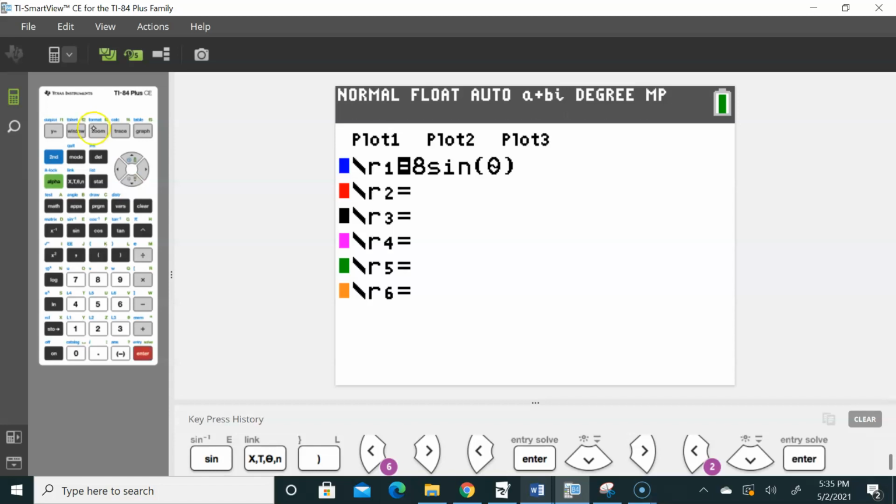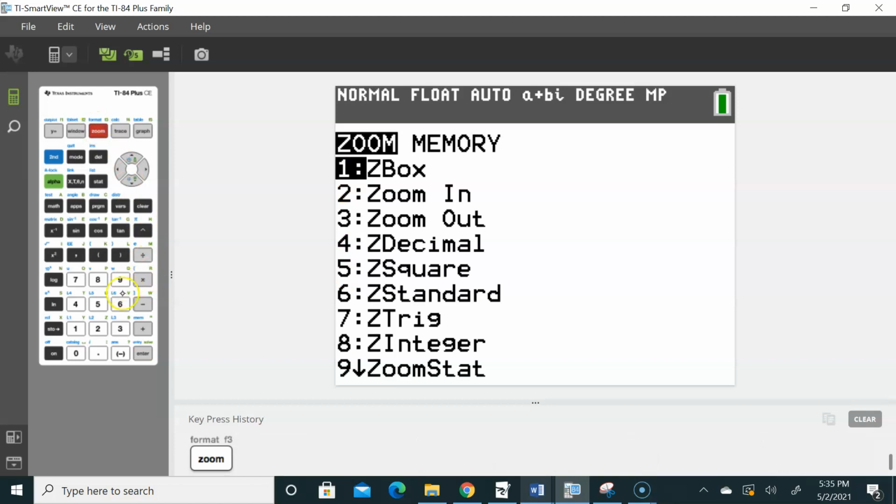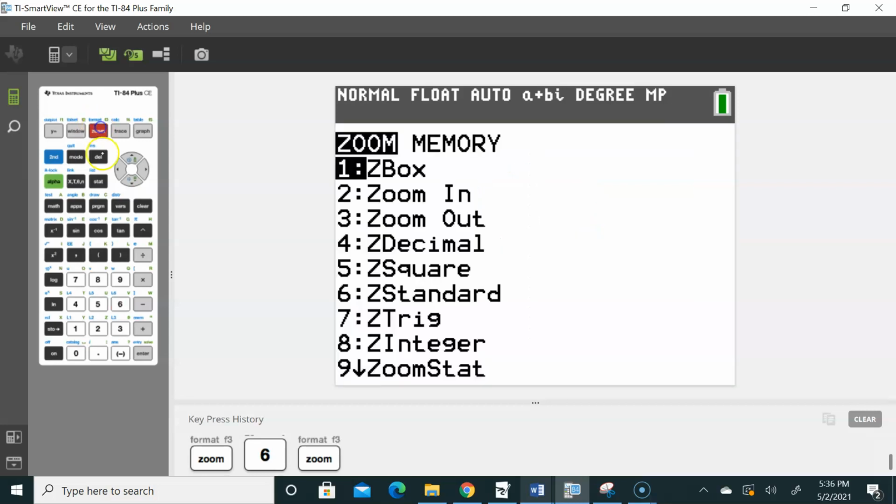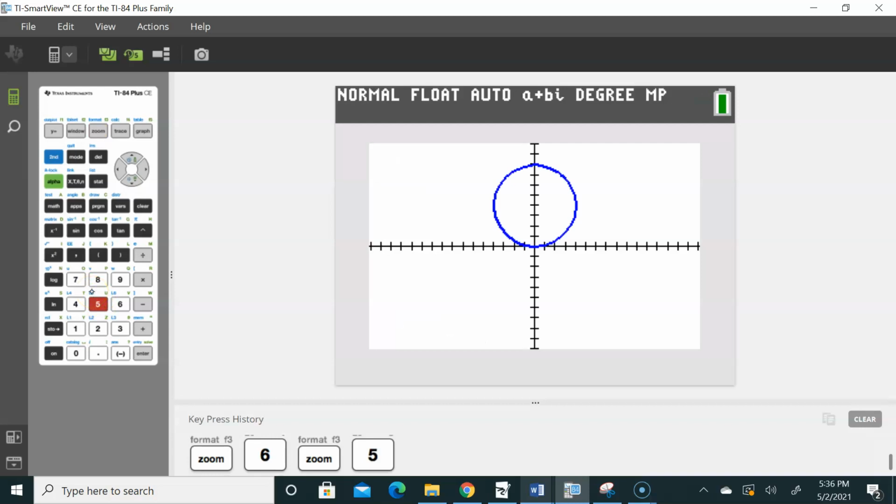Now I'm going to hit zoom, top center 6. Mine's going to draw fast because my computer is a lot faster than the calculator. And look, it looks like an ellipse or an oval, but I don't think that's what it should be because the x-axis is farther spread out than the y-axis. I'm going to hit zoom 5, which is going to square up the picture, and look what we get. We get a circle.